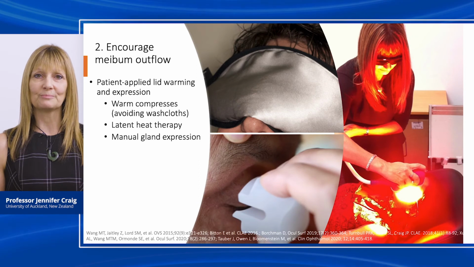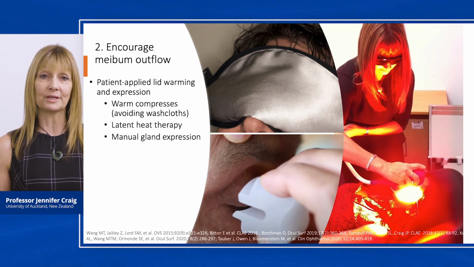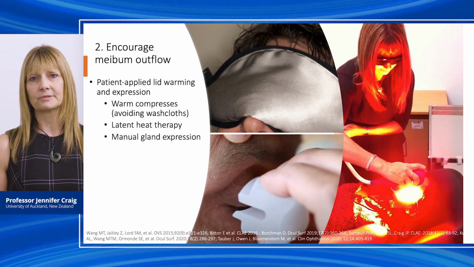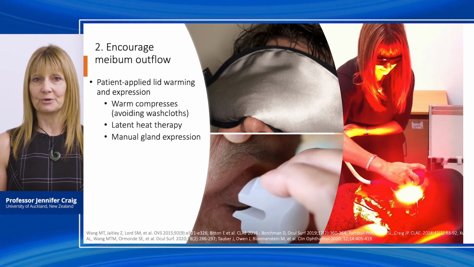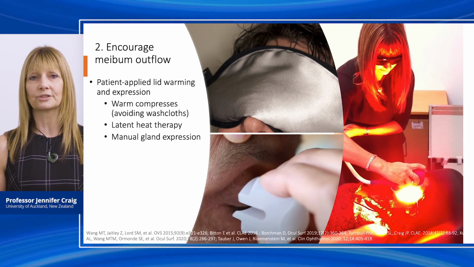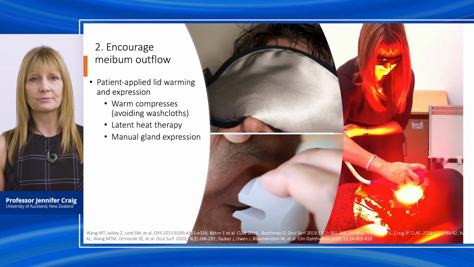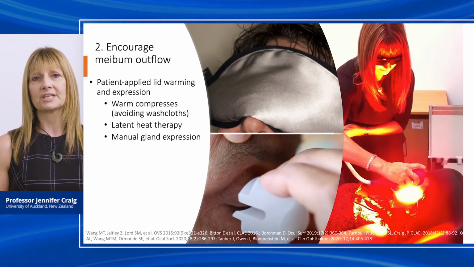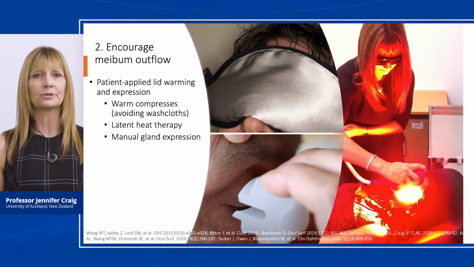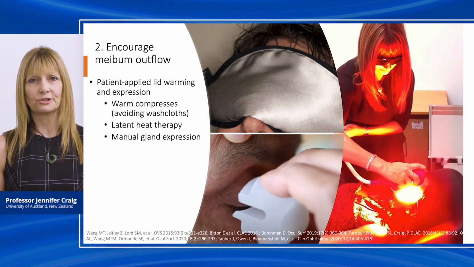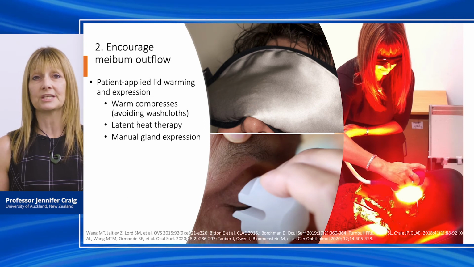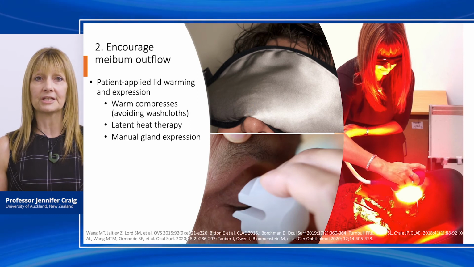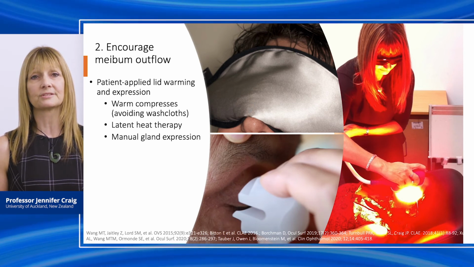So with the lid margin prepared, the next stage is to encourage meibum outflow. This often requires heat to help melt the inspissated oils. Again, this is most commonly an at-home treatment for patients to manage over the longer term. Warm compresses work optimally when they apply at least 40 degrees heat for 10 minutes. So you'll likely need a microwavable compress to achieve this. Washcloths warmed in hot water don't retain sufficient heat. Latent heat devices can offer periocular heat without pressing on the eyes and work as effectively as warm compresses.